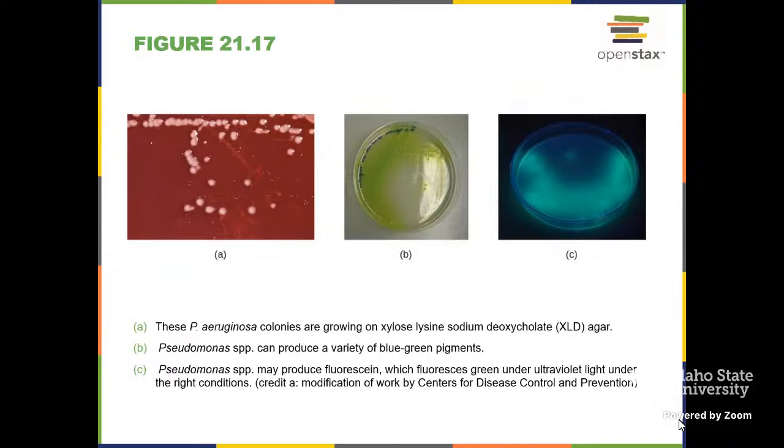Pseudomonas aeruginosa can produce a pigment called pyocyanin. It's a greenish pigment, and it can turn the media really bright green, making it look like a lawn of growth. There are also some Pseudomonas aeruginosa and a few others that can fluoresce when you expose them to ultraviolet light. They glow in the dark. So a black light can make these guys kind of glow.